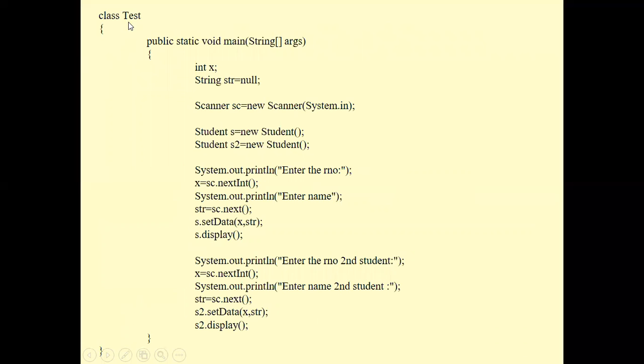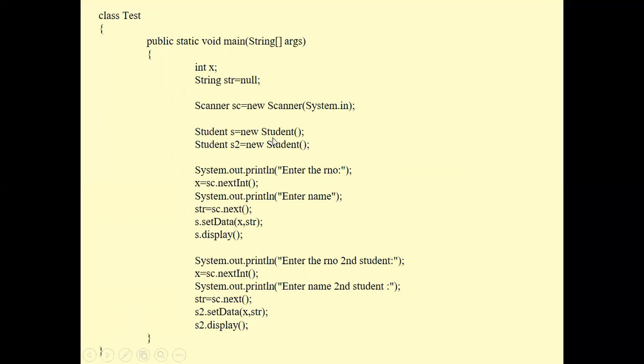Name of the main class is Test. Inside this Test class, the main method is defined. Inside the main method, 2 temporary variables are declared. Name of the first variable is x and it is of integer data type. And name of the second variable is str and it is of type string. Now, a Scanner class object is created using the new operator, and name of that object is sc.